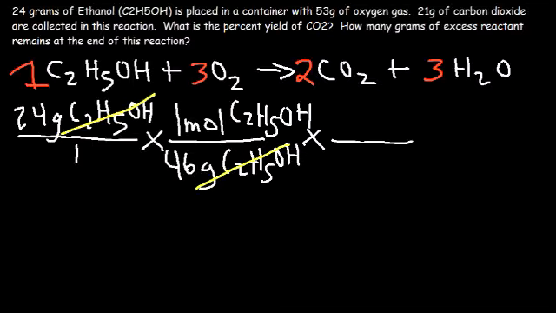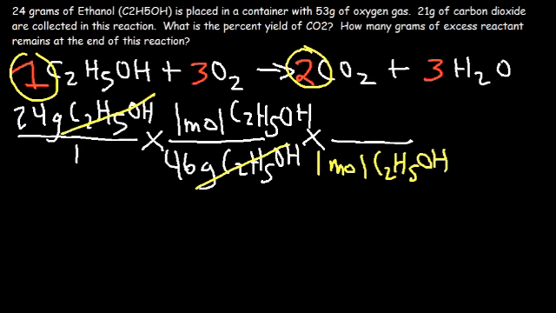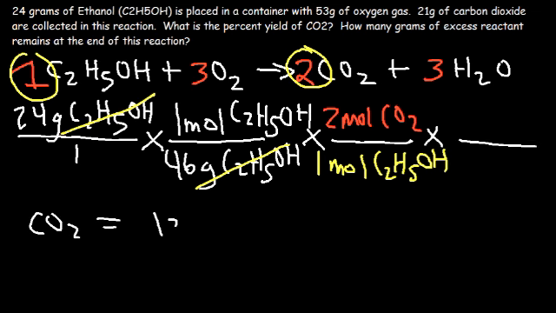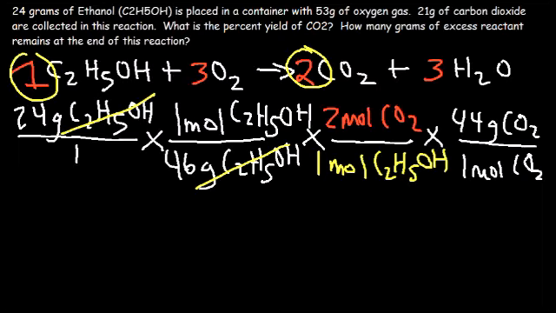Now, we need to use the molar ratio to change the substance. So notice that it's a 1:2 ratio. So for every mole of C2H5OH that reacts, 2 moles of CO2 are produced. So now we need to convert moles of CO2 into grams. And the molar mass of CO2 is, well, we know carbon is 12, oxygen is 16 times 2. So that's 32 plus 12, that's 44. And so for every 1 mole of carbon dioxide, there are 44 grams of CO2.